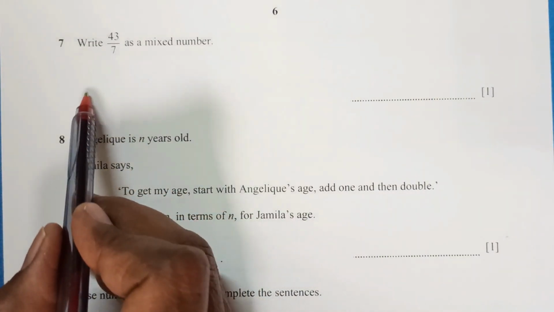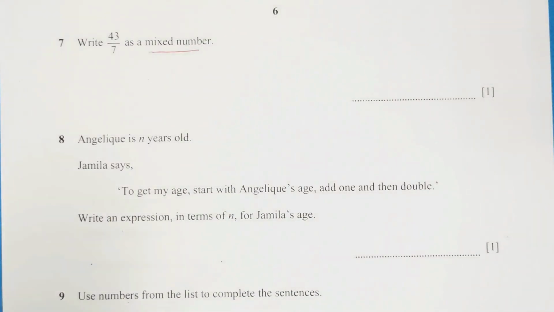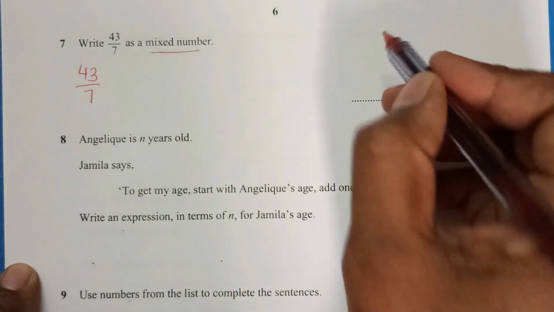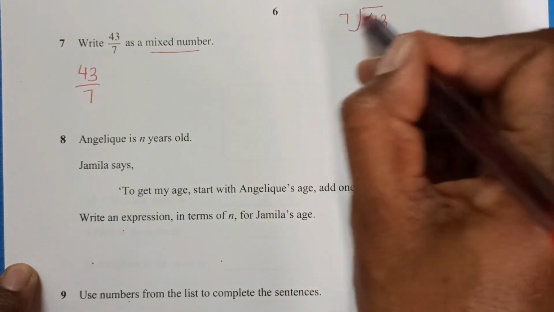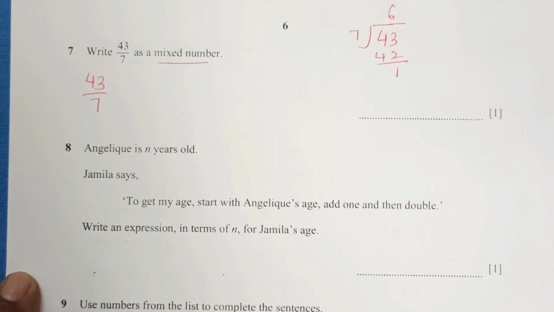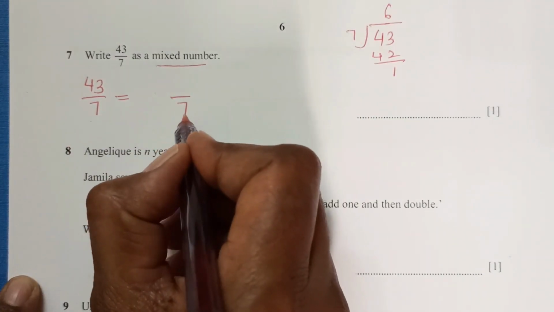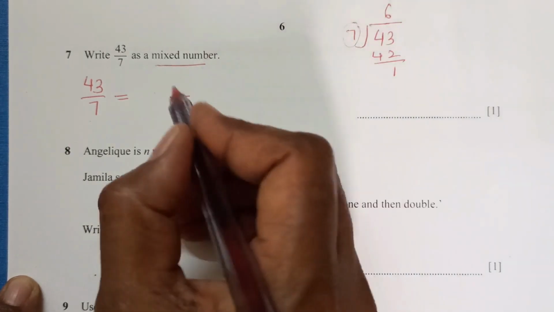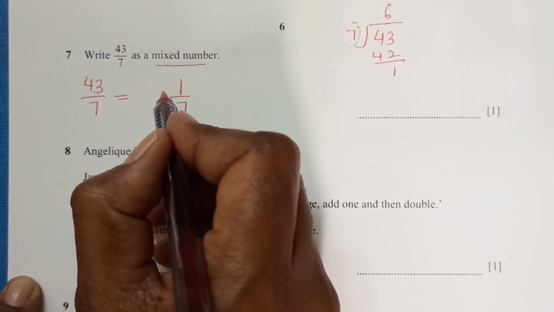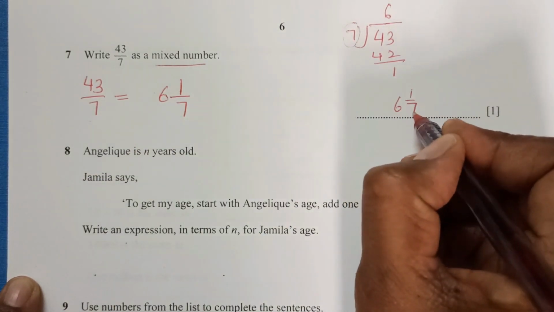Question number 7. Write 43/7 as a mixed number. So we need to write this as a mixed number. We need to divide 43 by 7. 7 times 6 is 42, and your remainder is 1. Whenever you write a mixed fraction, 7 is the denominator and it will remain in the denominator, and the remainder always goes up on top, and the quotient will be here. So 6 and 1/7 as a mixed number.